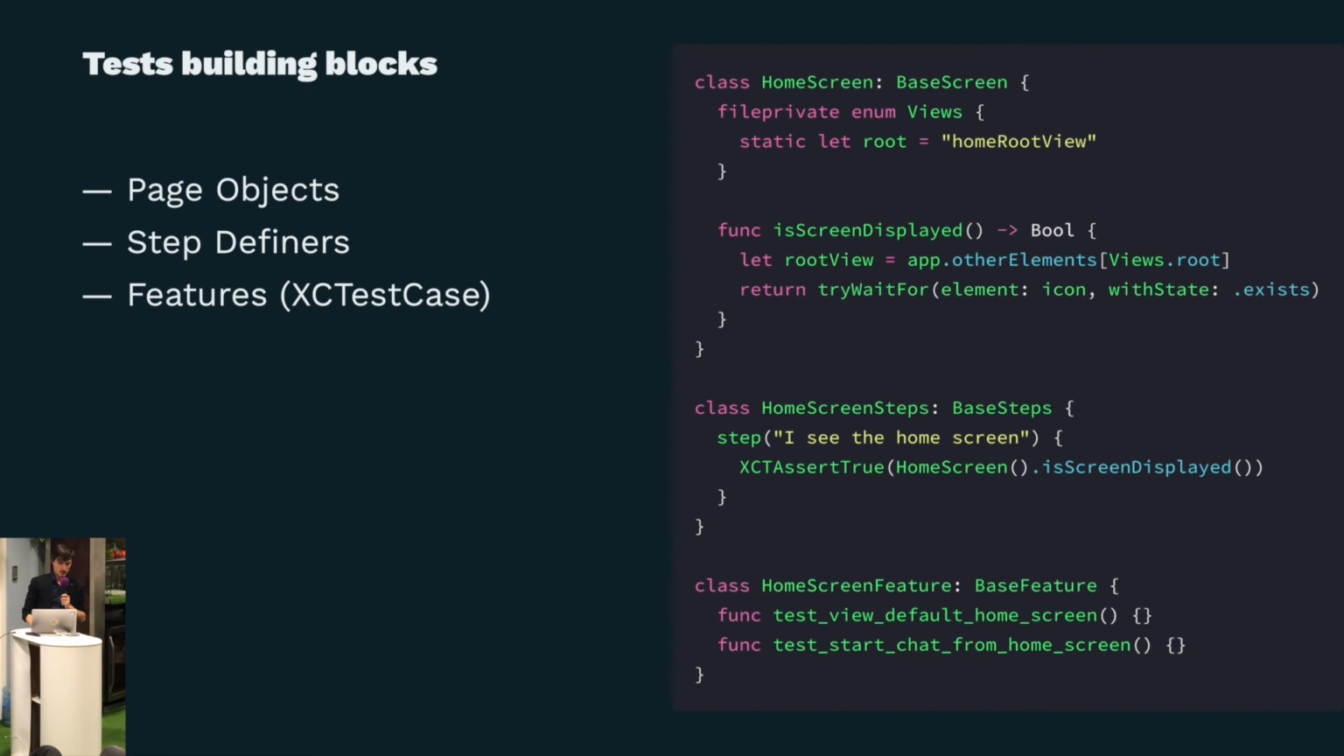And then we use these steps in features, which are basically subclasses of XCTestCase. It's just a fancy name of naming it. Basically, it comes from Gherkin and from Cucumber, where you basically don't write code, you write feature files, which are just plain English, plain Gherkin scenarios.